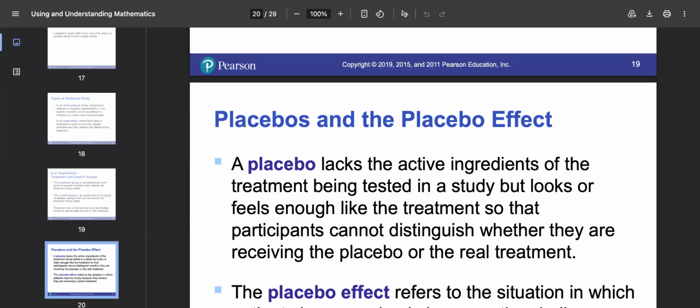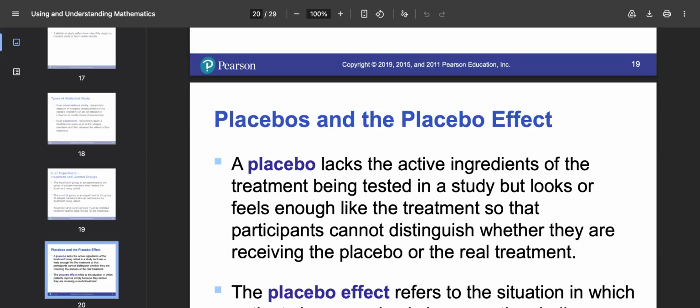So this would be, and we're fixing to talk about the placebo effect in a minute, but if you were trying to test out a diet pill, some people might get a pill that has nothing in it. Other people might get the real pill.